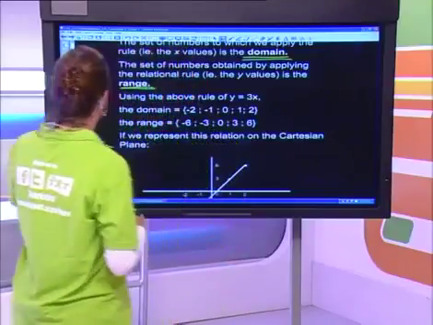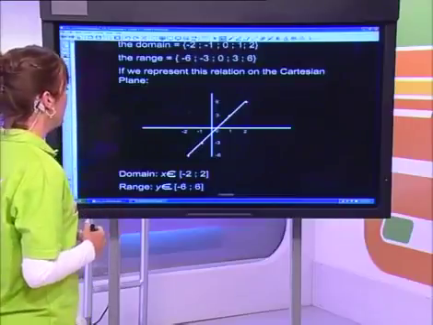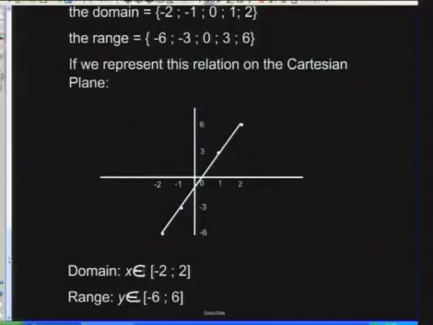Just to show you how we would represent it on the Cartesian plane, if I had a graph going from negative 2 to positive 2 on my x-axis, that would show me this over here. So I would say that the domain is x as an element from negative 2 to 2. Take note that I've used square brackets over here and over here, grade 10s, to indicate that I'm including negative 2.